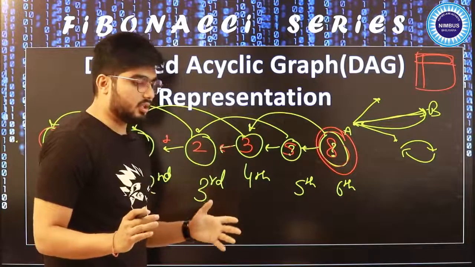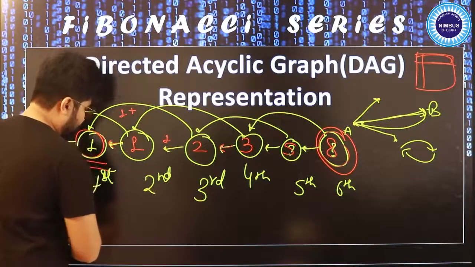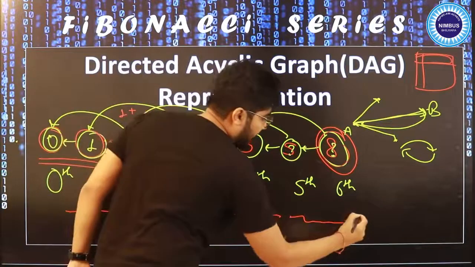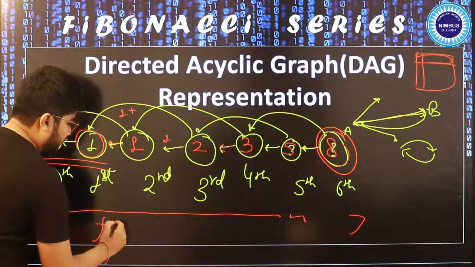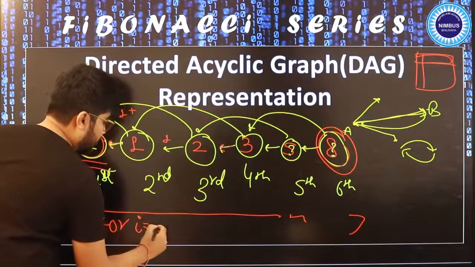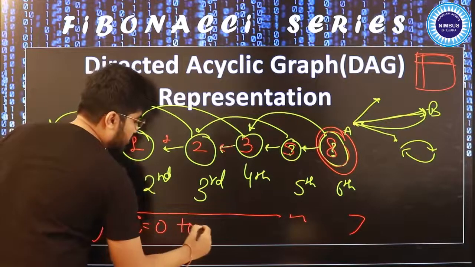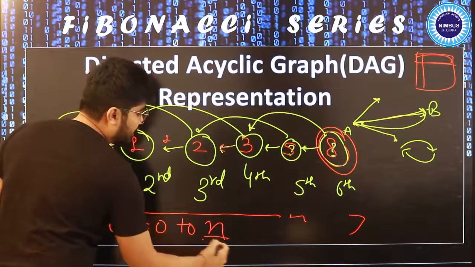So now the observation tells us that we need to follow the sequence in this direction. That is, we need to calculate for i equal to 0 to n in order to find the nth term.